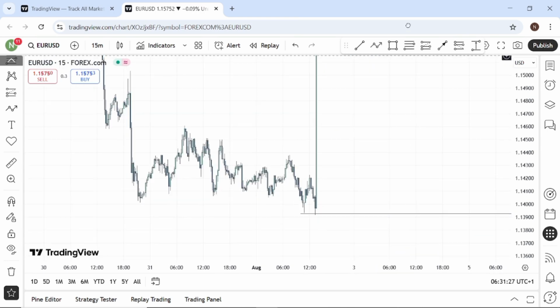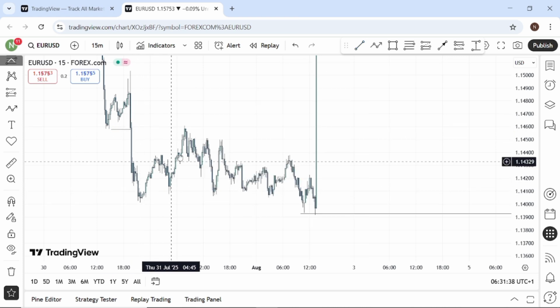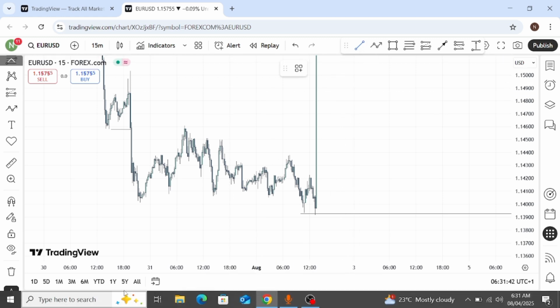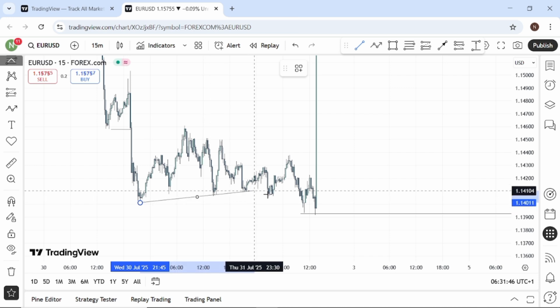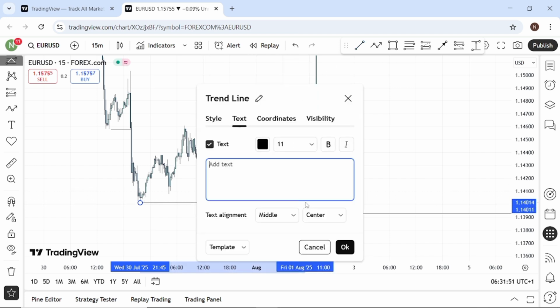First of all, let's build the structure from this point. We saw a break of structure that happened here on the 15 minutes time frame, and price did pull back to this level, and price came back again and invalidated this low. This low. Before the NFP news last week, price invalidated this low.